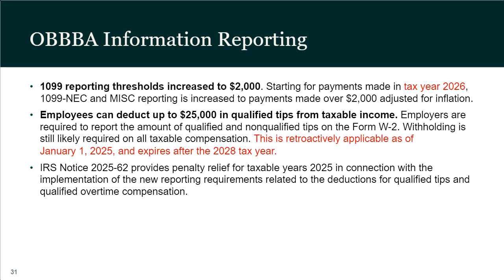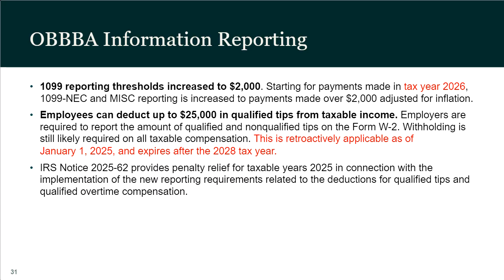Information reporting, as many of you know, some of the thresholds changed. These are things that you're just going to have to comply with. Some of these don't start till 2026, some of them start in 2025. So 1099 reporting thresholds increased to $2,000. That's positive. There's just less 1099 reporting. That's going to be in 2026.